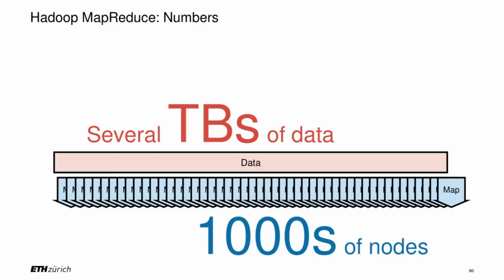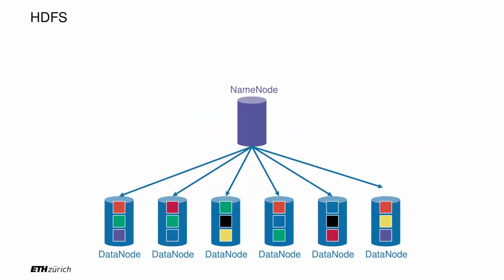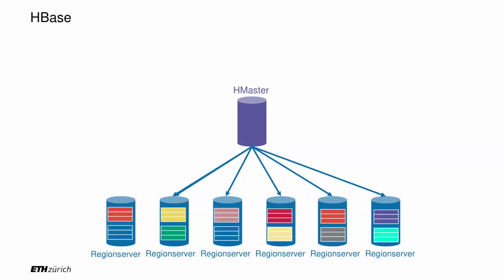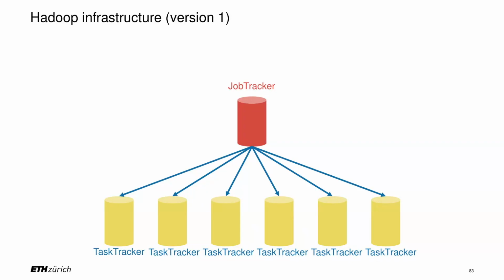Typically you can process terabytes of data with thousands or even tens of thousands of nodes, especially for the map and the reduce. The architecture looks like this, and that shouldn't be a surprise. We've seen it before. We've seen it in HDFS: name node, data node, data node, data node. We've seen it in HBase: HMaster, region server, region server, region server. So that's HDFS, that's HBase, and that is Hadoop MapReduce. We just need names for that.